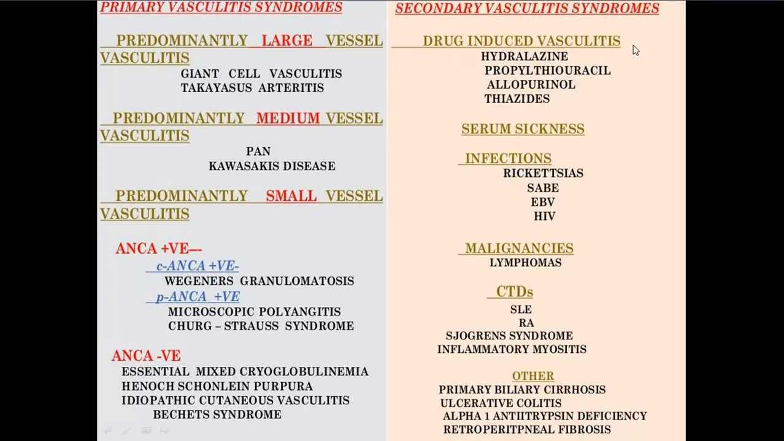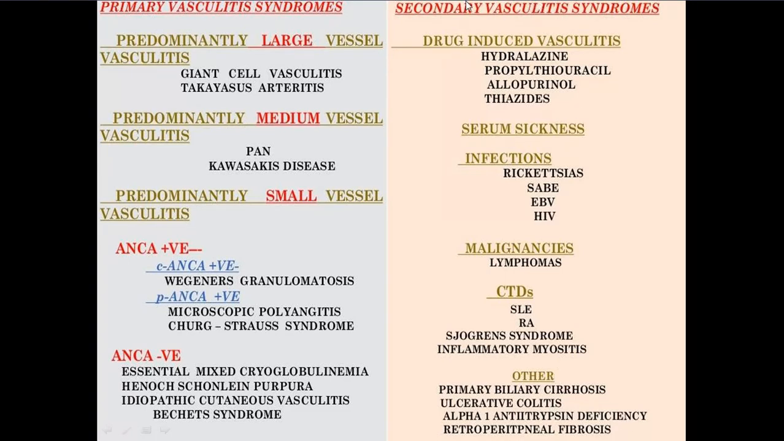Here you can see the secondary vasculitis syndromes. They can be drug induced, such as hydralazine, propylthiouracil, allopurinol, or thiazides, or due to serum sickness, infections, or malignancies. They can also arise from autoimmune disorders like SLE, rheumatoid arthritis, Sjogren's syndrome, or others such as primary biliary cirrhosis, ulcerative colitis, or retroperitoneal fibrosis.